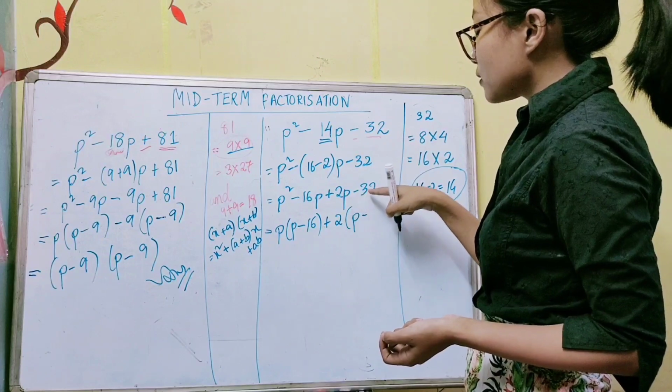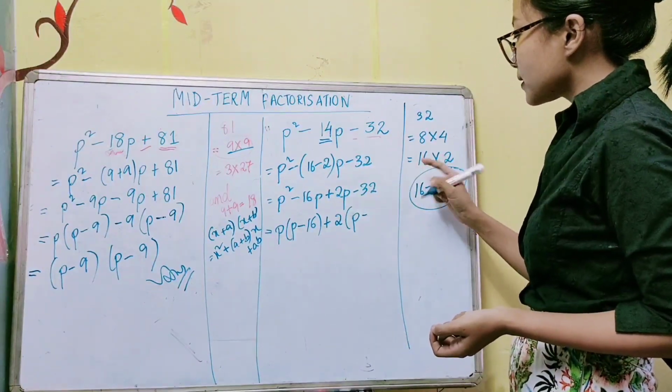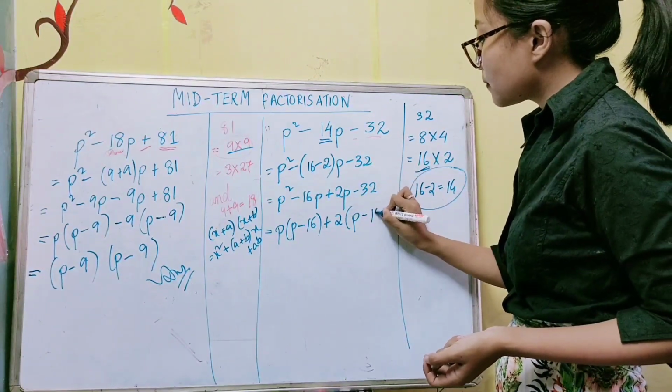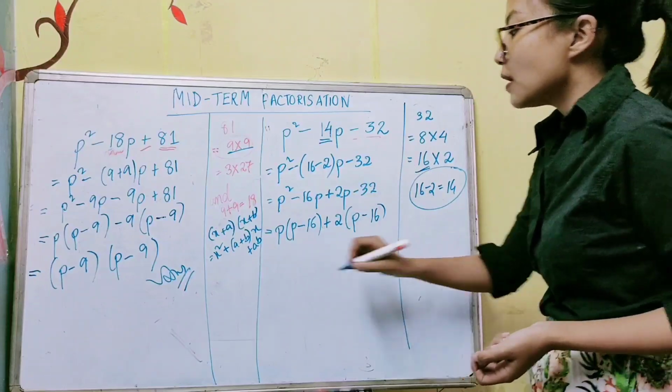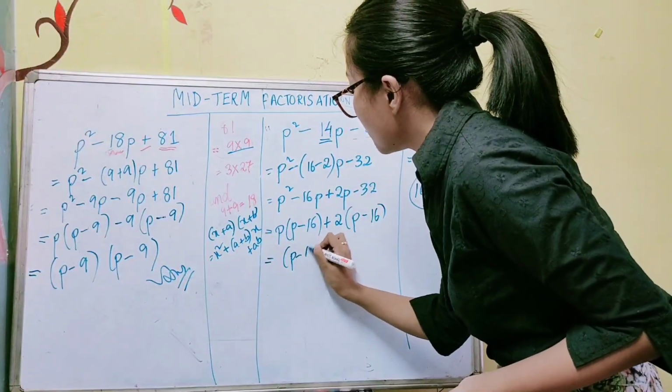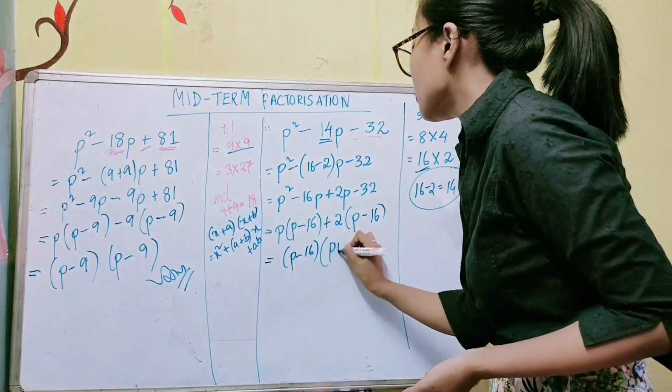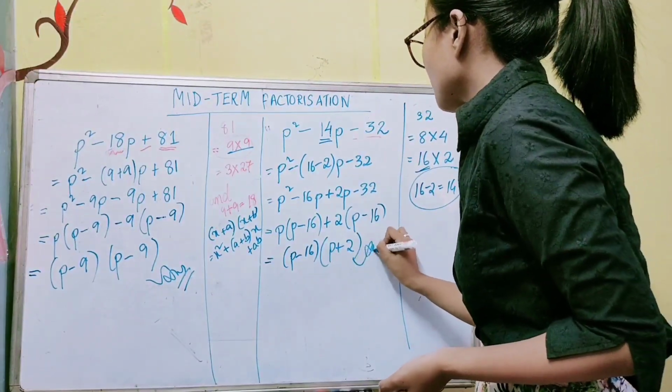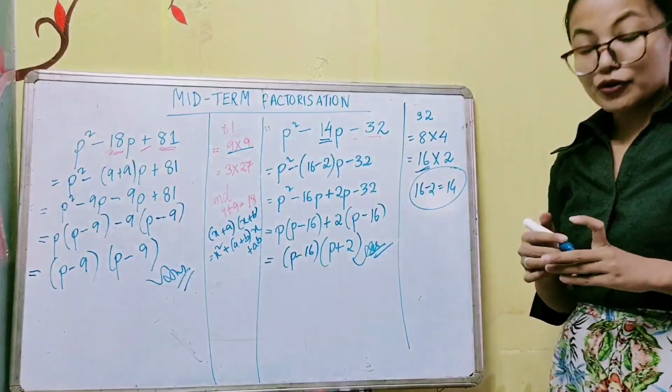So 2 is taken common. Out of 32, if 2 is gone, what is left? 16, because 16 2s are 32. Now again, out of this, p minus 16 is common, so take p minus 16, and what is left? P plus 2 is left. Alright, so this is how we do middle term factorization.